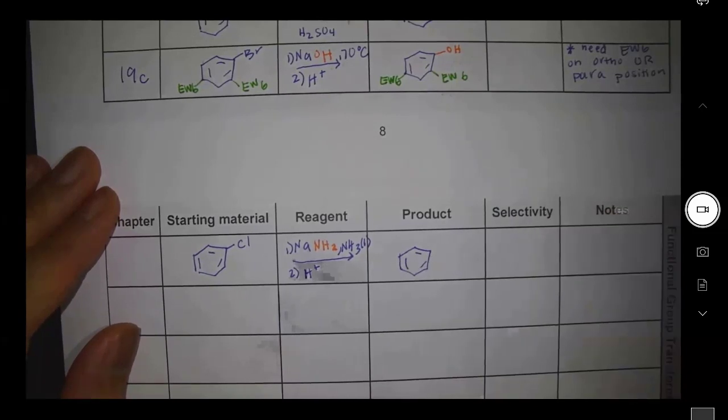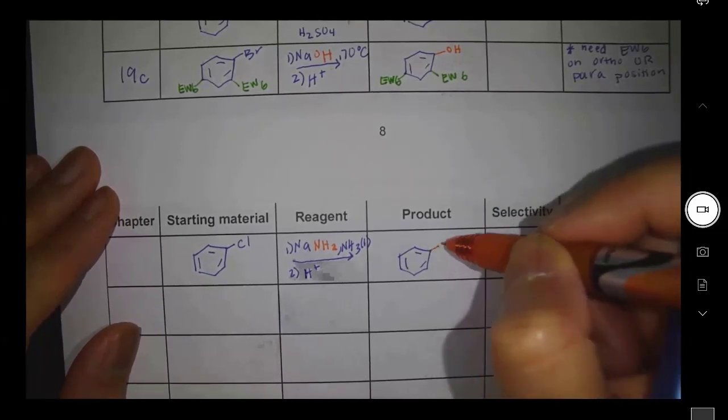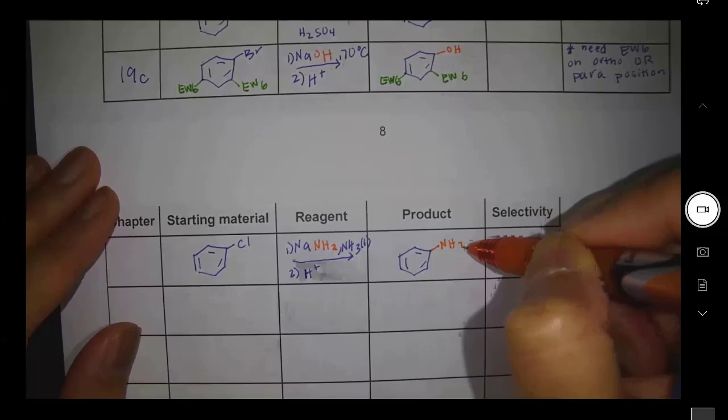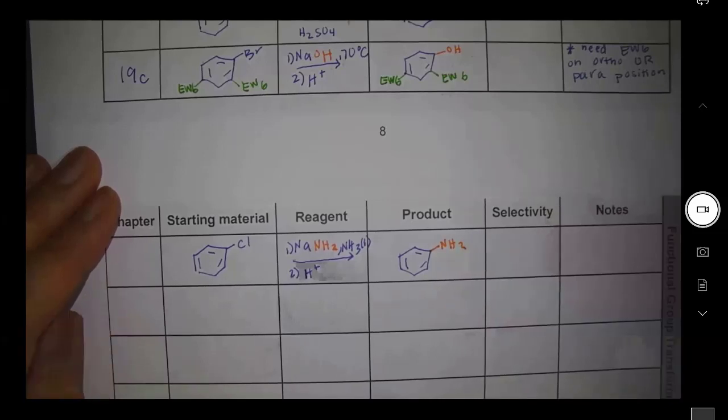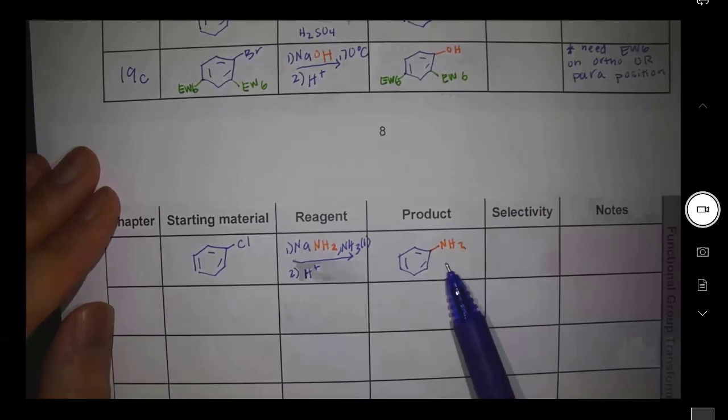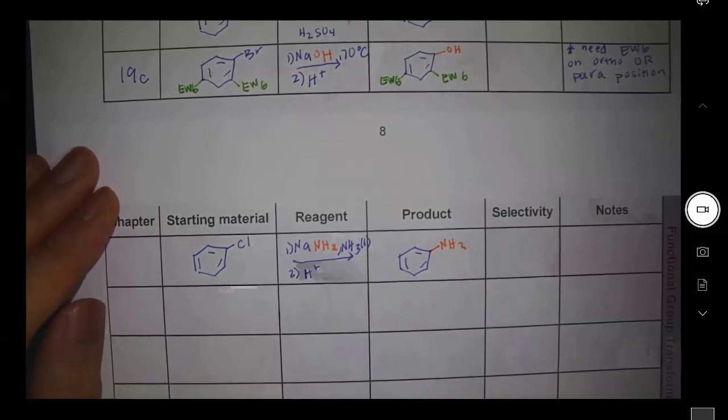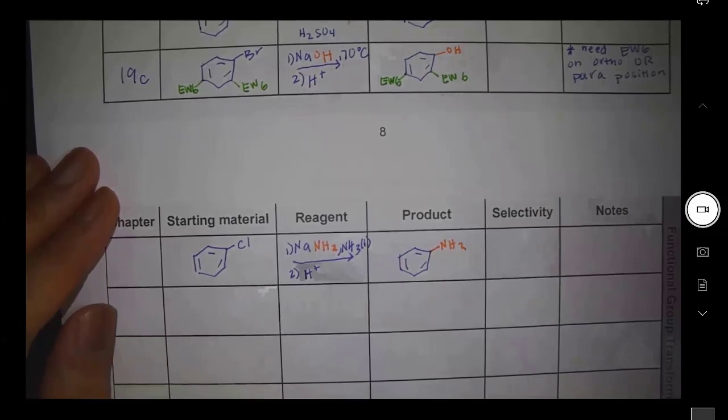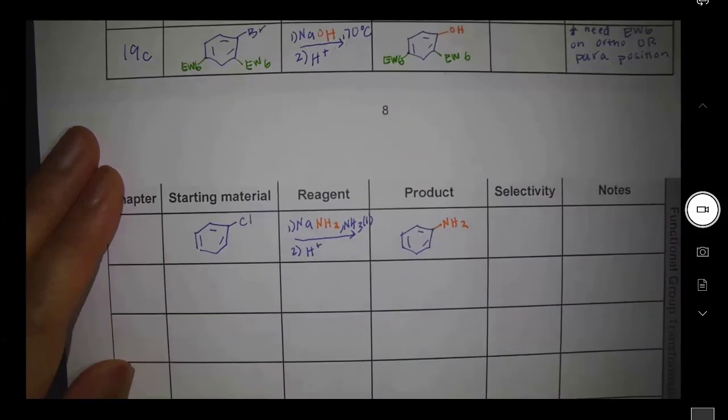So if you had a chlorine on your benzene ring and you wanted to swap that out with an amine, you can do it doing that reaction. So this would be instead of going through the nitro group. But you could also go through the nitro group to get that amine. It'll just depend on whatever else you had on the ring.